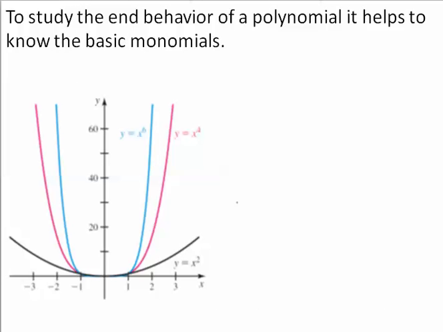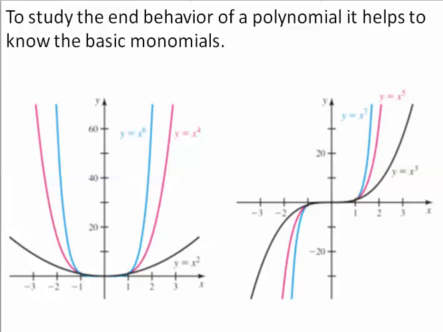All right, so we're going to finish up by just reminding ourselves what we know about polynomials. If you want to study the end behavior of polynomials, you really need to remind yourself of your basic monomials. x squared, x to the 4th, x to the 6th, they all look like just a cup, a parabola. They all have this same similar shape. And your odd exponents, x to the 3, x to the 5, x to the 7, they all have this shape where it looks like one of the arms fell down.